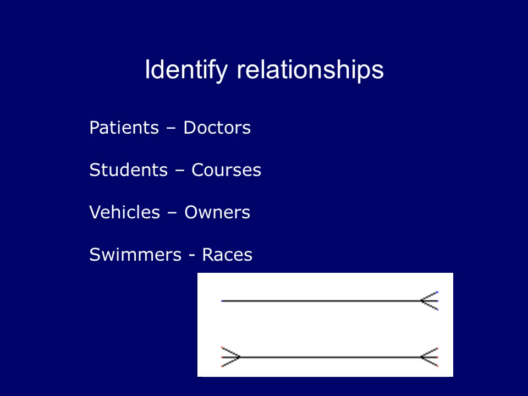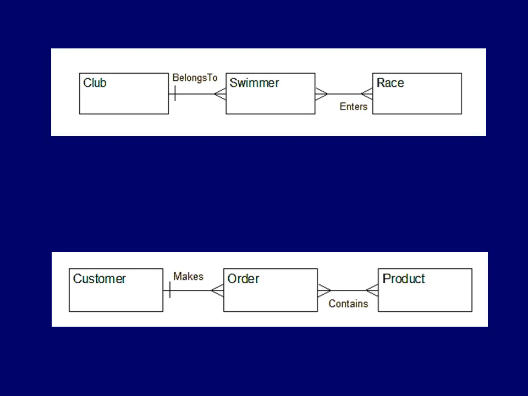And that's how we do the modelling. We say we're going to have a swimming gala, we've got swimmers and they're going to enter into races, and the swimmers come from a club. And so we say, right, a club will have many swimmers, a swimmer will belong to one club. A swimmer will go into many races, a race will have many swimmers in it. Right, I've got my model of the real world.